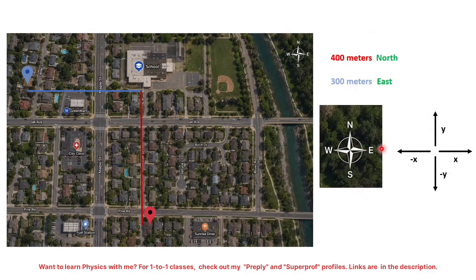So I can replace the north direction by the y axis. This is the y axis, so I can write y instead of north. And for east, I can replace it by x.